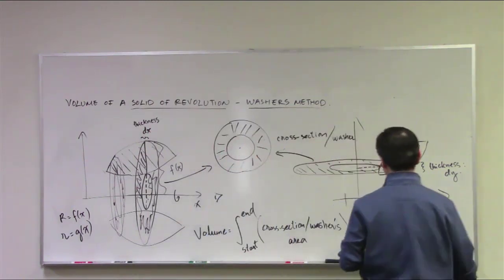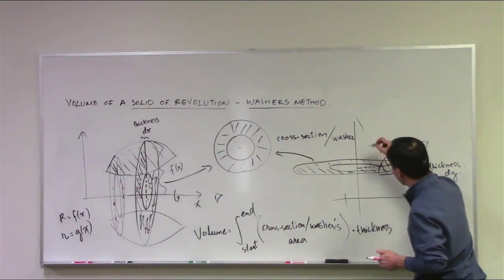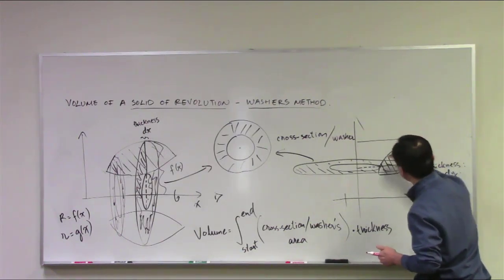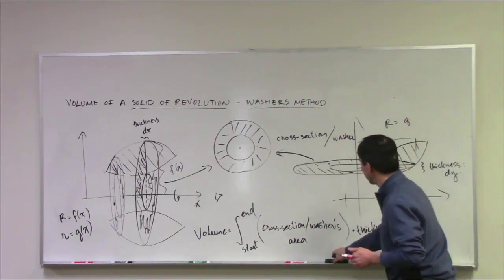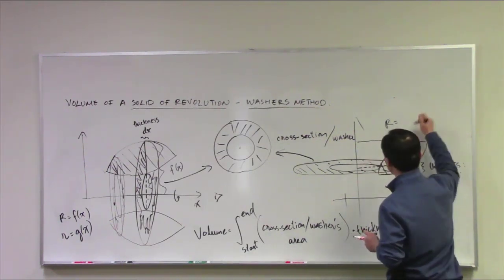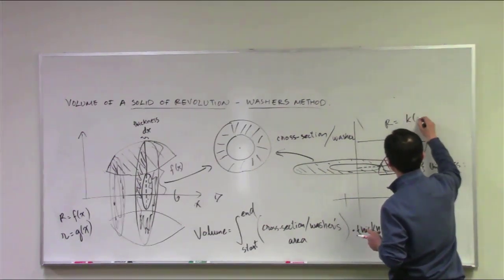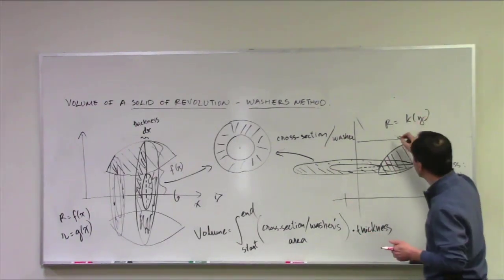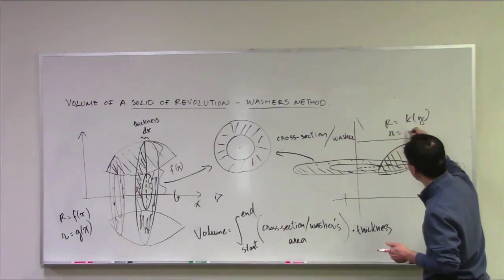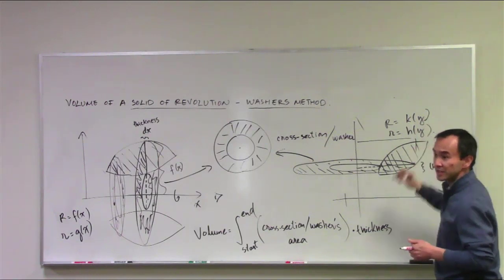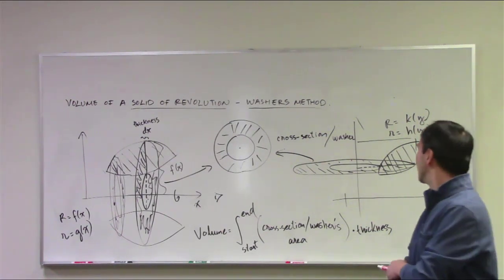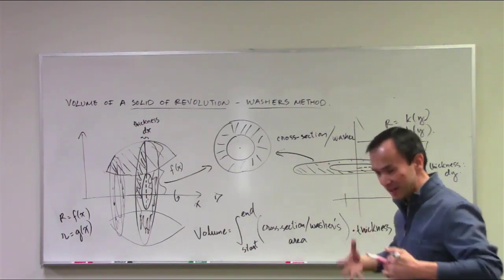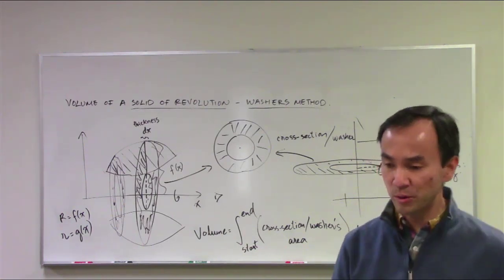And in that way, similarly, see right here, the big R, you can call it some function, give me some other letter, k of y. And then the little r has to be some other function. How about h of y? You guys follow? They've got to be functions of y. So now we have all of those elements here.